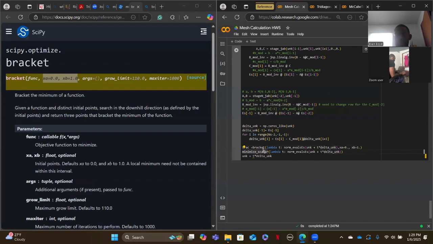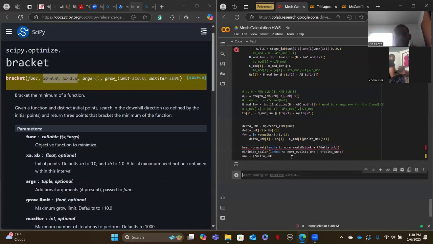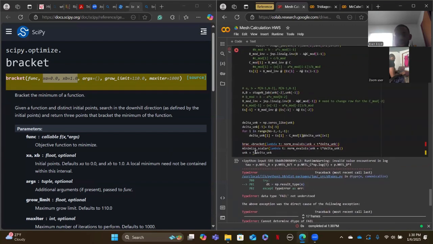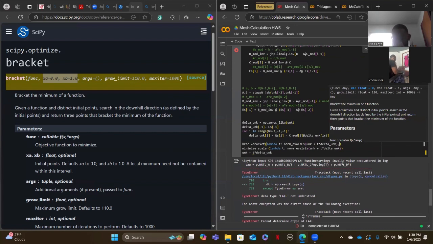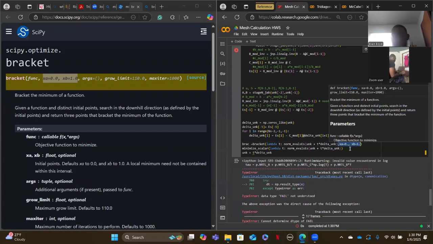And then from here, I can show this real quick, but shift enter. Why is it not running?